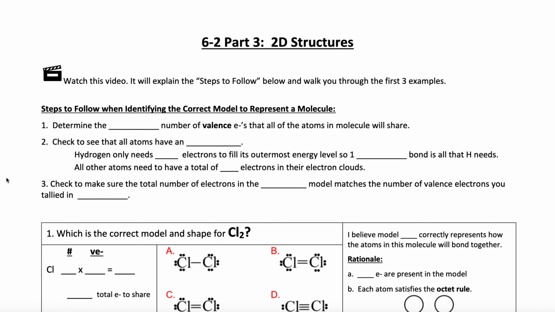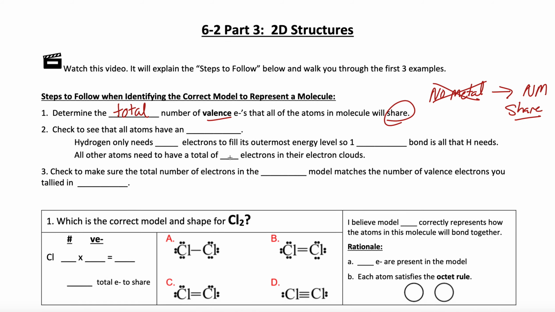So the first step is always to determine the total number of valence electrons that all the atoms in the molecule will share. Remember, there's no metal saying, hey, here, take my electron. That doesn't exist. So these nonmetals can't get their octet by accepting or gaining electrons. Instead, they're going to put them together and share because they're all in the same boat. They're all missing a few electrons and they don't have that octet. So they're going to take what they have, pool them together, and share them. So that's the first thing you have to do. Figure out how many they're each going to share.